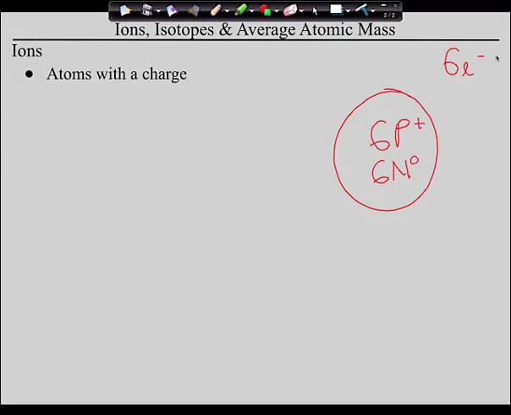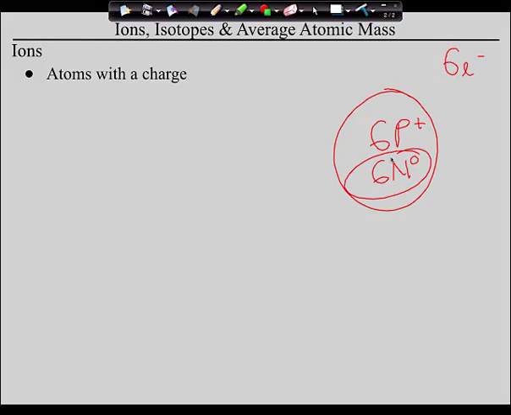Okay, now, if we wanted to give this carbon atom a charge, what could we do? Well, what about this? If we change the number of neutrons, would that give the atom a charge? No, because neutrons ain't got a charge. So now, what could we change to give this atom a charge?